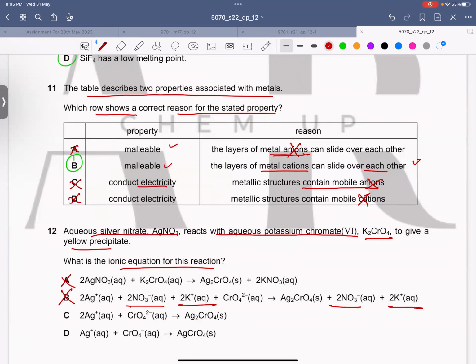So if you look at that, the CrO4 has a 2 negative charge, not 1 negative, because they have given you the formula K2CrO4, which will help you to identify the charge on CrO4, because there are 2 plus 1 ions. Yes. So that's how it goes wrong. It will be C. And C is our correct answer.